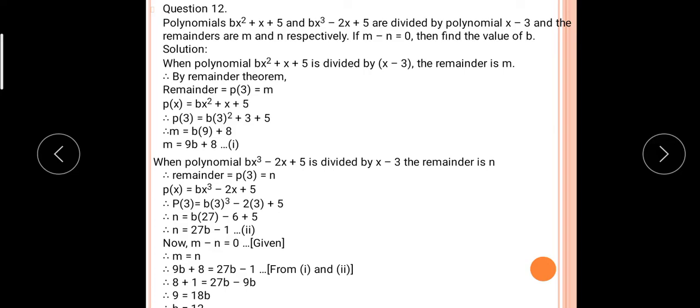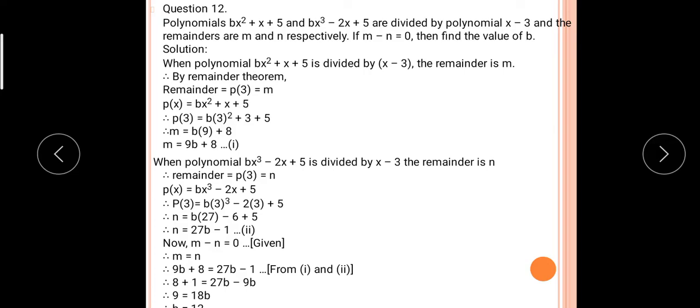Now, question number 12: the polynomials bx square plus x plus 5 and bx cube minus 2x plus 5 are divided by the polynomial x minus 3, and the remainders are m and n. When it is divided by the first polynomial, the remainder is m, and when it is divided by the second polynomial, the remainder is n. If m minus n is equal to 0, then find the value of b.